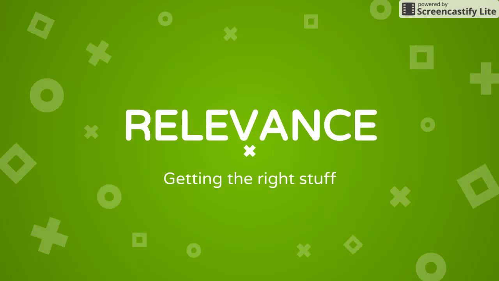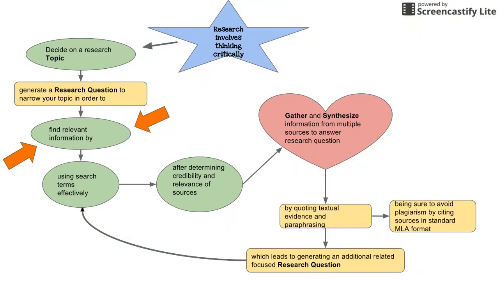This lesson is called Relevance, Getting the Right Stuff. And as we look at our research map again, just to keep track of what step we're on, we've already done our thinking about what we want to research. We've been working on our research questions. The last lesson that we took care of was searching for sources.